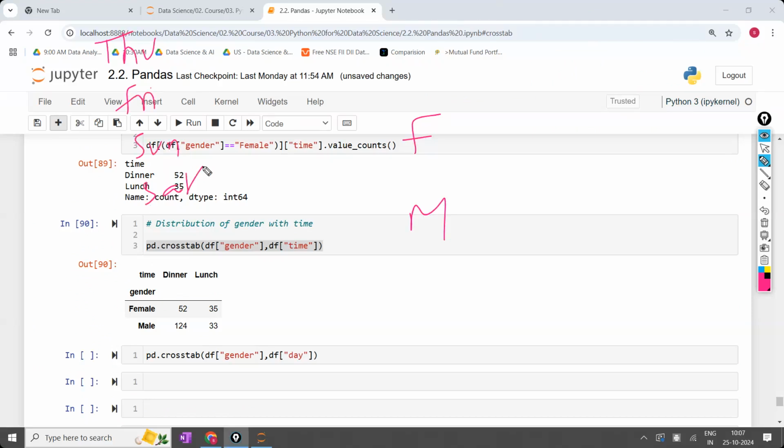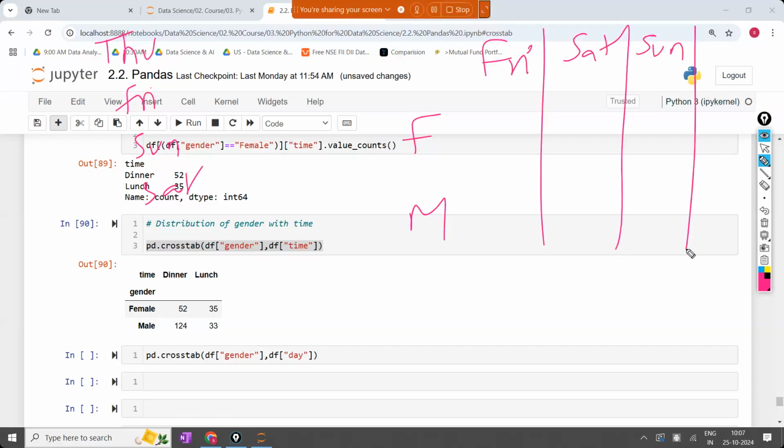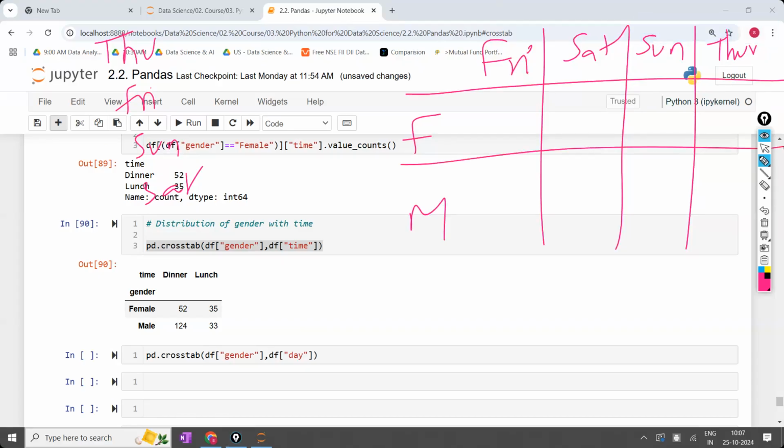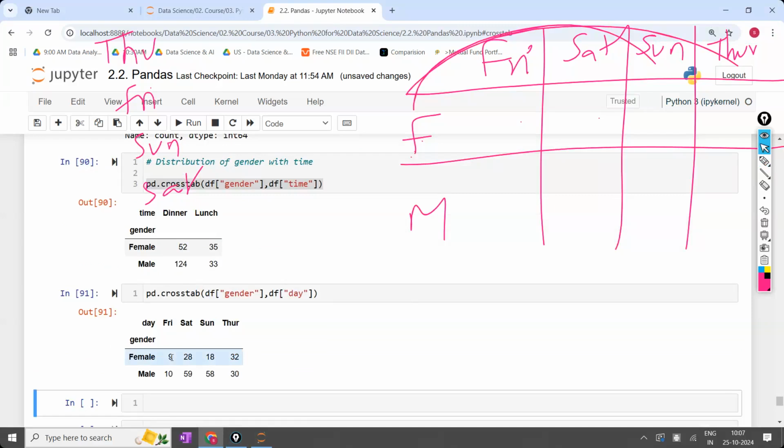Total 4 are there. In alphabetical order, which will come first? Friday. Followed by Saturday. Followed by Sunday. Followed by Thursday. Just alphabetical order. Okay. Now, within the females, how many of them are on Friday? Females with Saturday. Females with Sunday. Females with Thursday. So you are going to get the output like this. Females on Friday, Saturday, Sunday, Thursday. Males on Friday, Saturday, Sunday, Thursday.